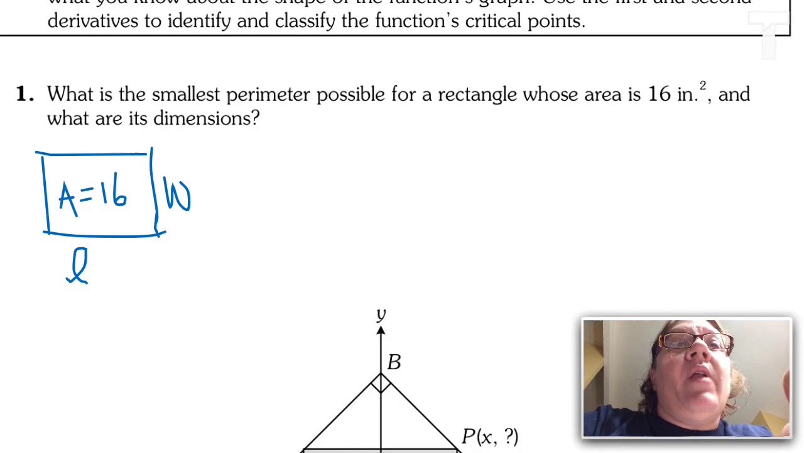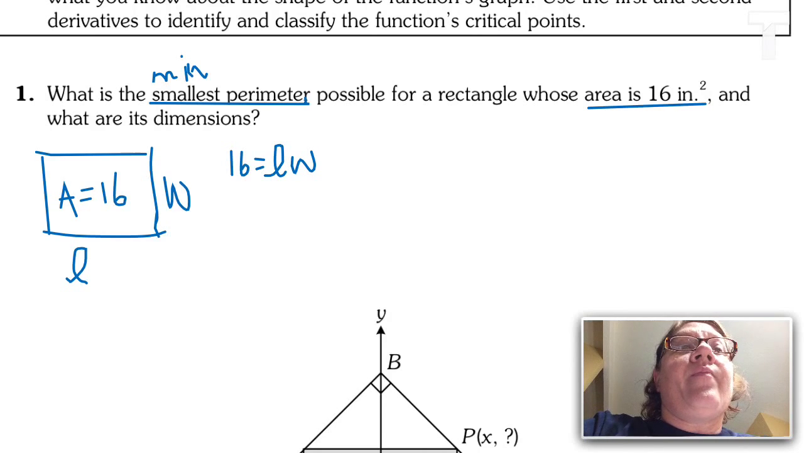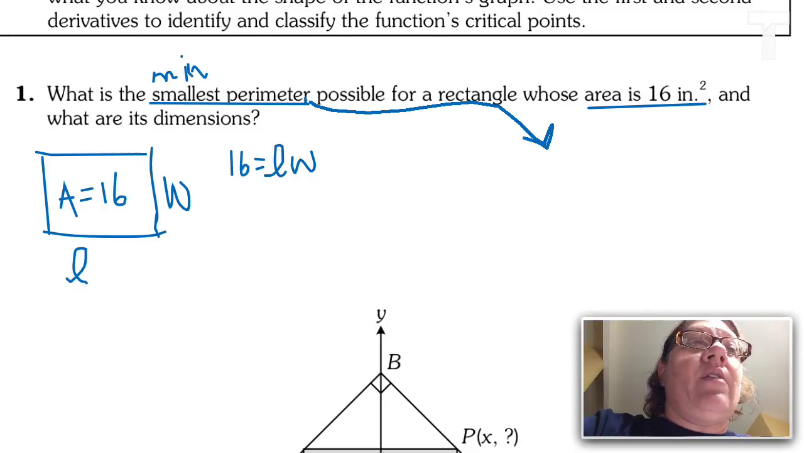So I'm looking for smallest perimeter, which means I've got to do a minimum on the perimeter formula. So I'm going to need to take first derivative and set it equal to 0. But before I can get to that, I know something about area. It's 16, so I drew a picture of my rectangle, labeled it length and width. And so, of course, I can write 16 equals L times W. So there's my first equation, and then this is the one that I'm going to have to take derivative of.